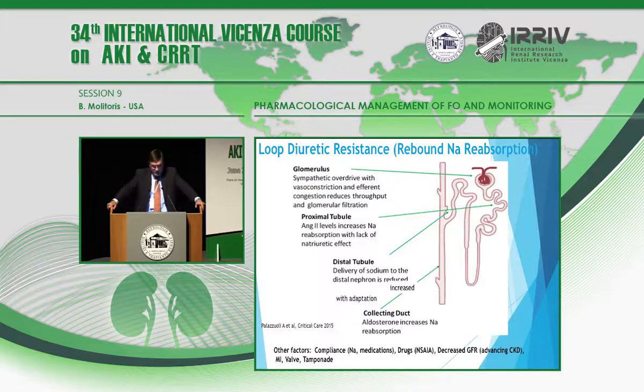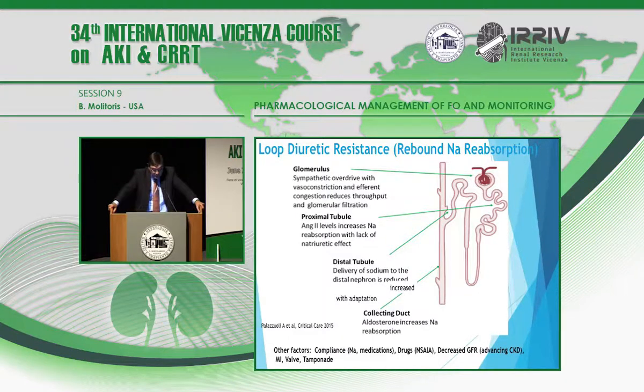So, resistance. People talk about 3 different types of resistance. I think there's really just rebound sodium reabsorption as the primary type of resistance. This starts at the glomerulus because you have sympathetic overdrive, you have vasoconstriction, and so automatically your GFR goes down. And I just told you, if you have a lower GFR, you need higher doses of your diuretic.